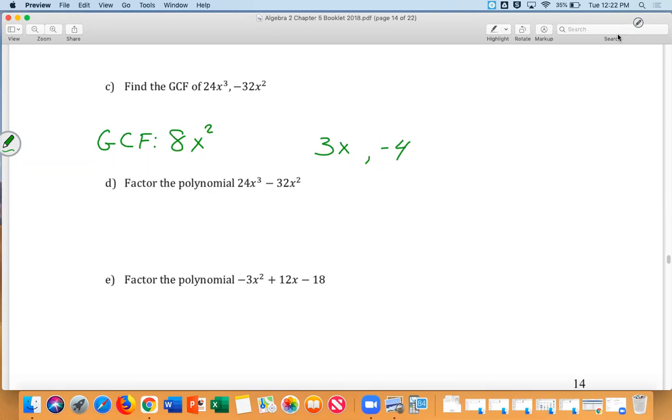I try to keep it in the same order because when I move to the polynomial, you're not going to want to start moving around pieces of the polynomial.